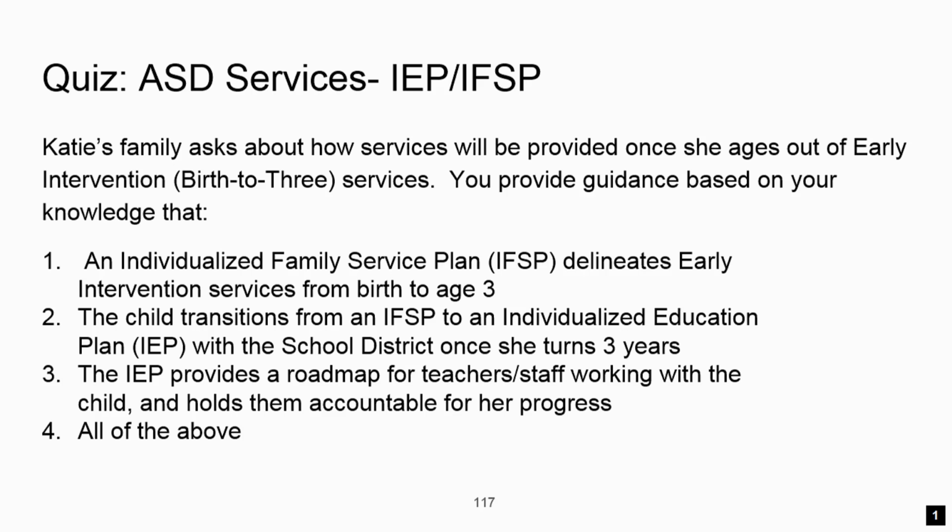And you're going to provide guidance based on your knowledge that 1, the individualized family service plan delineates early intervention services from birth to 3. 2, that child is going to transition from an IFSP to an IEP, the individualized education plan, once she turns 3. 3, the IEP provides a roadmap for teachers and staff working with the child, and it holds them all accountable. And then number 4 would be all of the above. So go ahead and use your clickers.